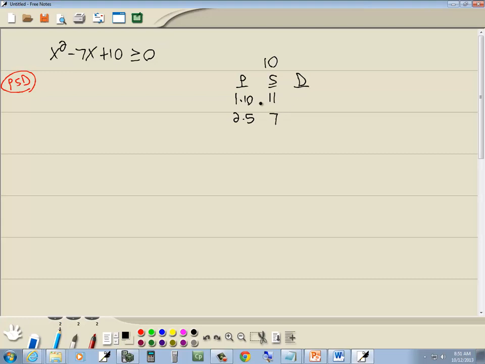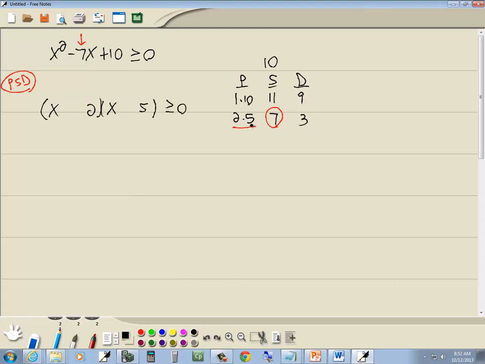Difference column, subtract, smaller from larger. 10 minus 1 is 9, 5 minus 2 is 3. The number we're looking for is the number in the middle term, which is 7, which is right here, so we're going to use 2 and 5. So we've got x, 2 and x, 5.